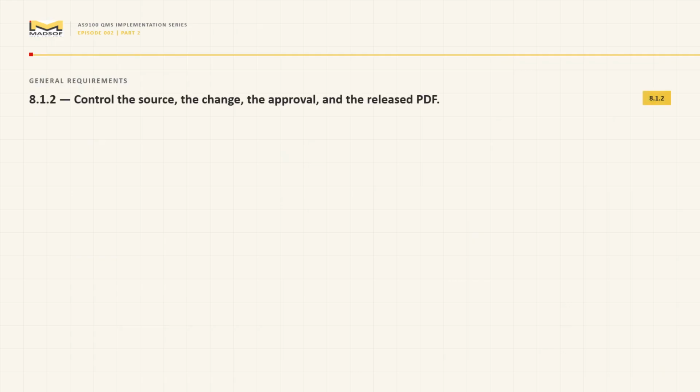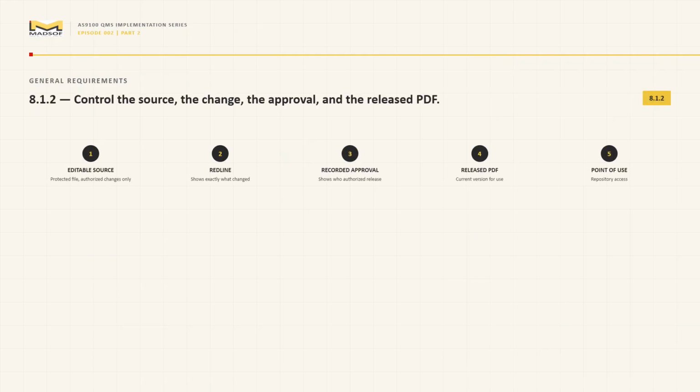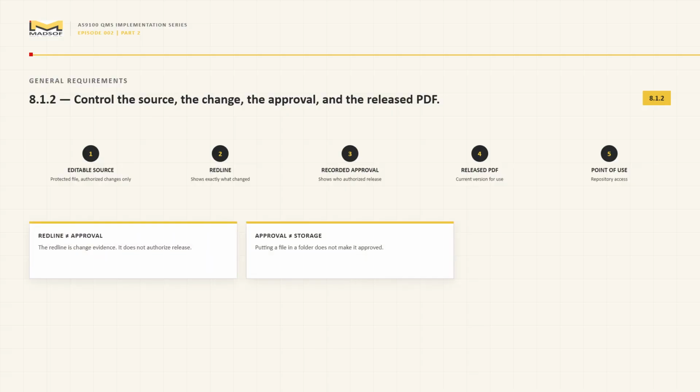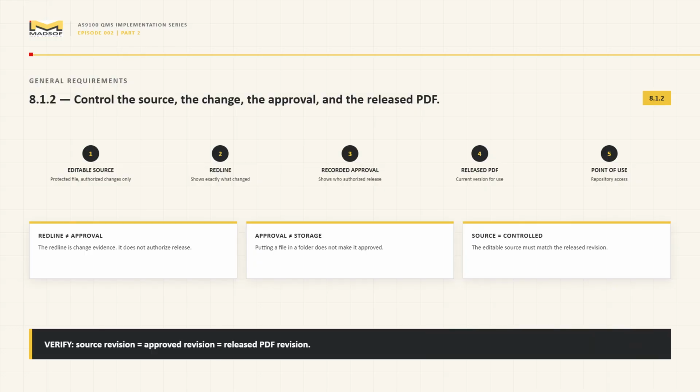Next, separate the editable source from the released read-only document. The editable source is protected because it is used to create future revisions. The released document is the authorized copy employees use. A red line shows what changed, while the approval record shows who authorized the release. Document control must ensure that the source and release document represent the same revision.